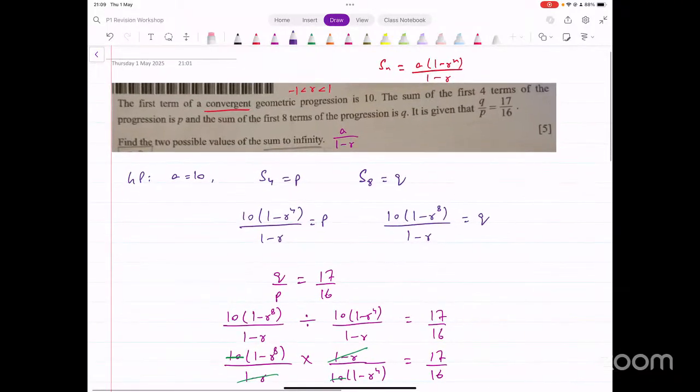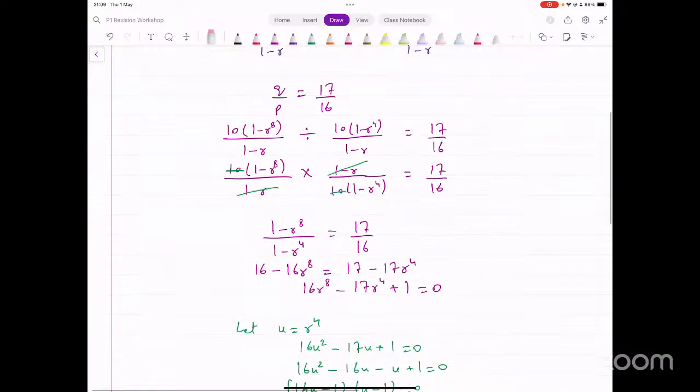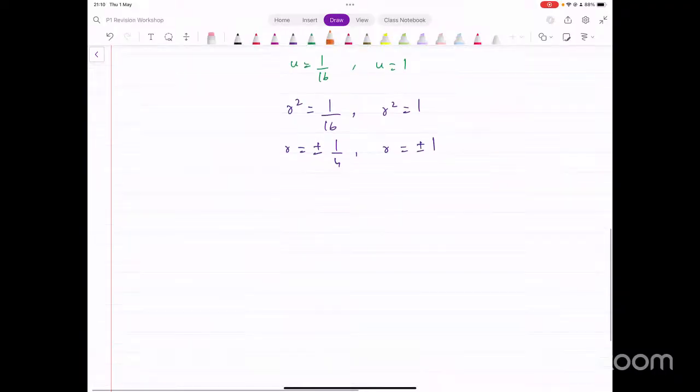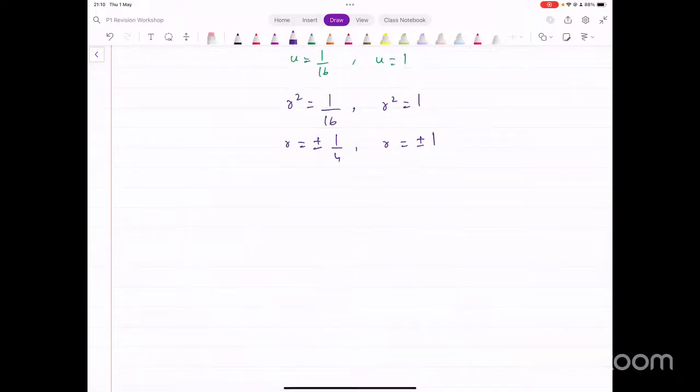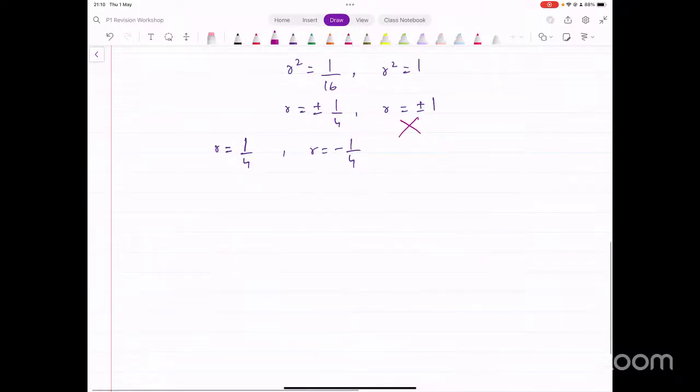So we want two possible values of sum to infinity, right? Now, since we're talking about sum to infinity and we're talking about a convergent progression, r has to be between minus 1 and 1. So it cannot be plus minus 1. It has to be between those values. Plus 1 or minus 1 is not possible, right? So the only possible values of r that we have are r equals 1 over 4 and r equals minus 1 over 4.